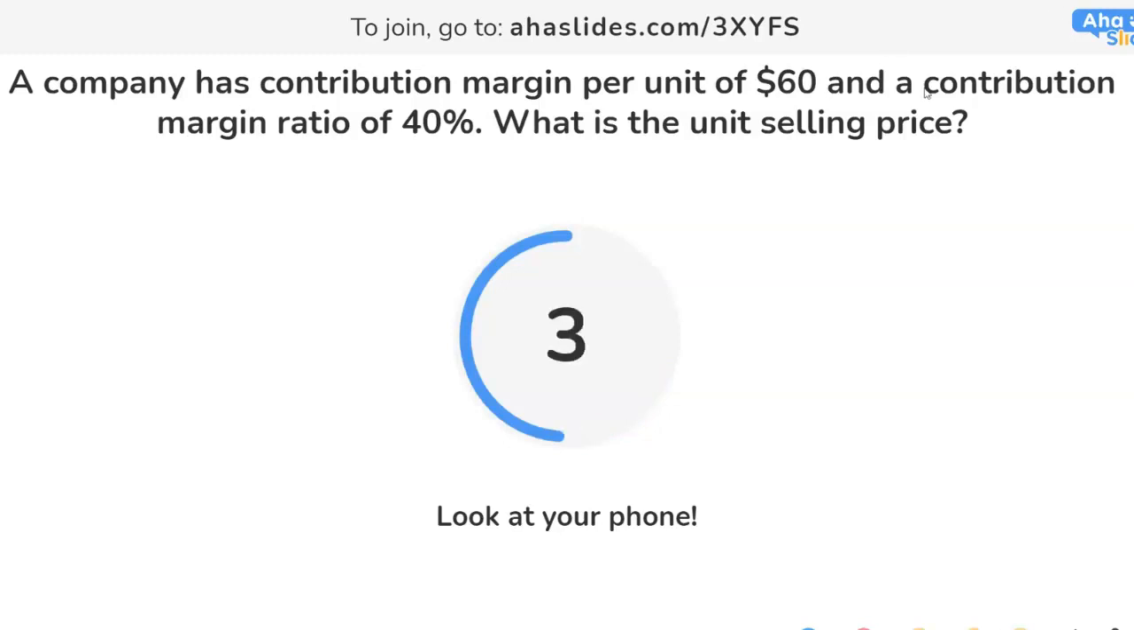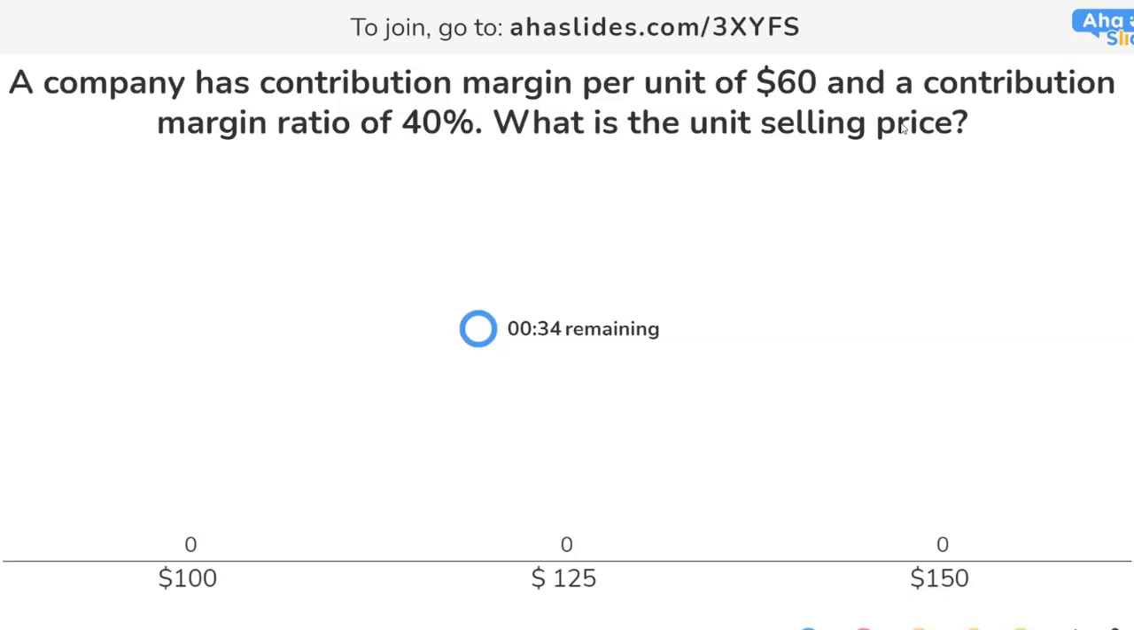A company has a contribution margin, get your calculators out, per unit of $60 and a contribution margin ratio of 40%. What is the unit selling price? Well, if I knew the contribution margin per unit and contribution margin ratio, I divide one into the other. Is the answer 100, 125, or 150? How many of you engineers, you should get this all right?